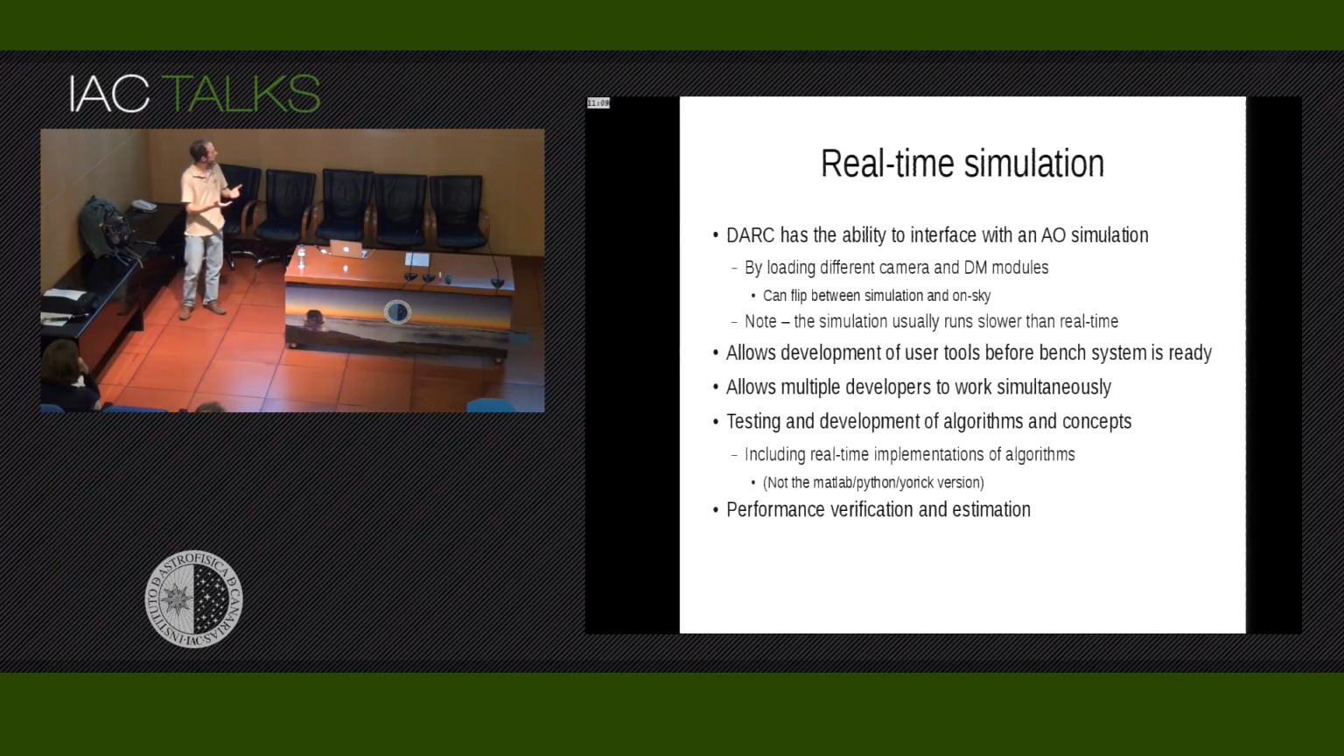So you code it into your real-time control system, but have you translated it correctly? Are there bugs in there? A real-time simulation allows us to test that. It allows us to verify the performance of the AO system. If you use the simulation, you know at what height you put your turbulent layers in. You can then find out whether your real-time system is performing, doing its reconstruction as you would expect. So it's a very powerful tool.